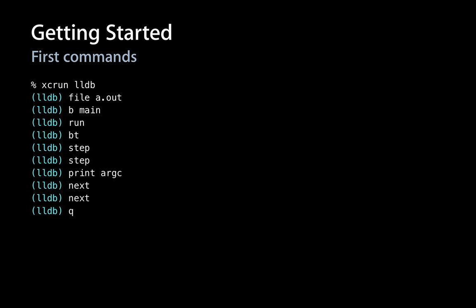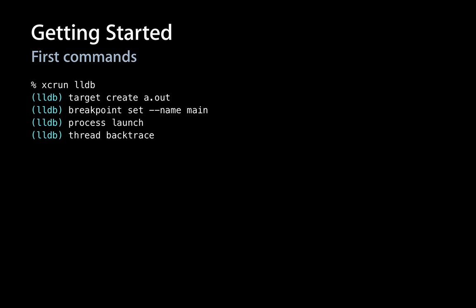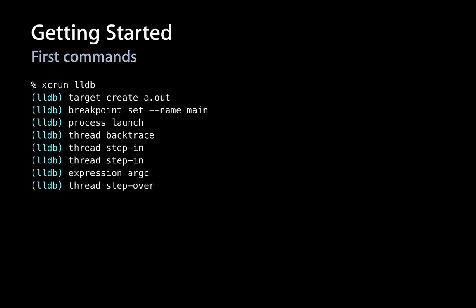If we take a look at these same commands in LLDB, we would tell a target that we would like to create a new debug session using the executable a.out. Then we would set a breakpoint, and we would specify an option that we're setting a breakpoint by name. We would tell the process to launch, and we would tell the thread to backtrace and step. We'd run an expression and do a little bit more stepping and quit.